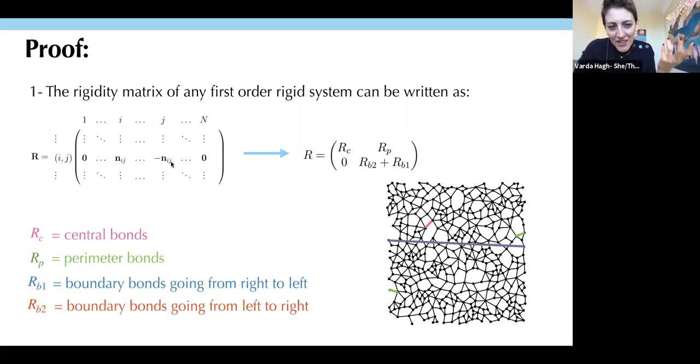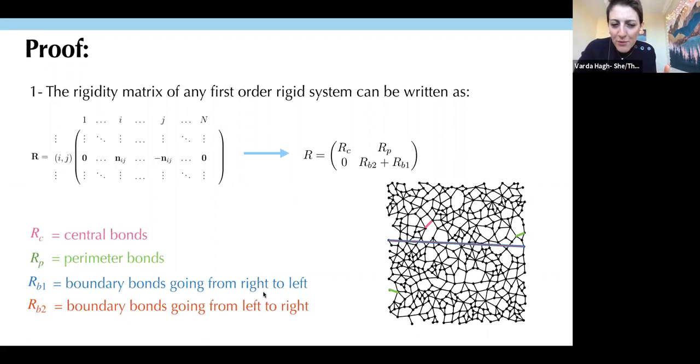So basically this Nij and minus Nij are the same vectors, but with opposite directions. These would be the bonds that go from the perimeter nodes to the perimeter nodes on the other side, which are basically the bonds that are crossing the boundary. And then we can break it into two matrices, the ones that go in one direction and the bonds that go in the opposite direction.